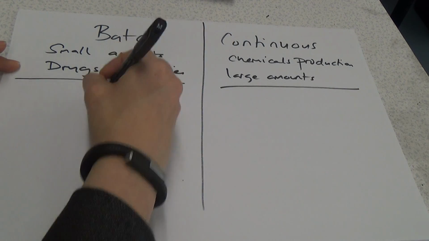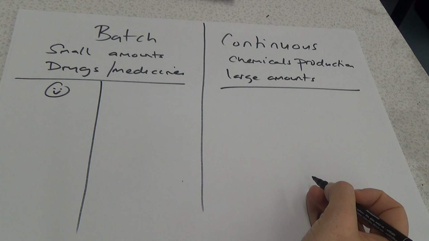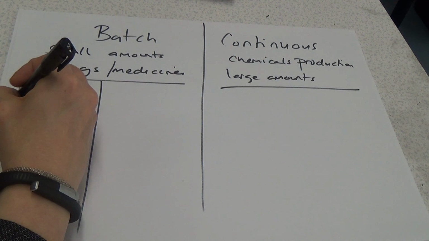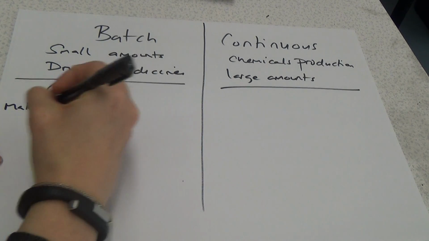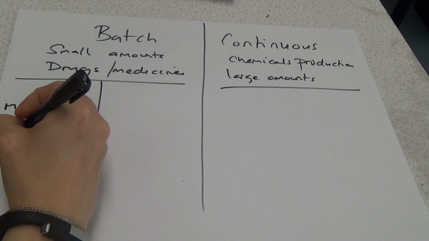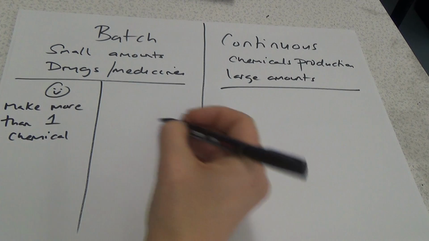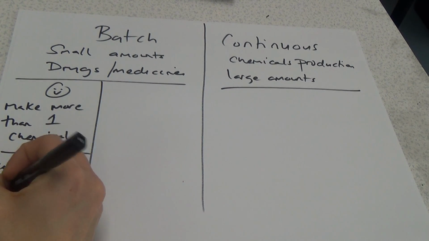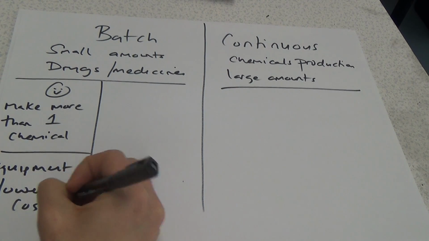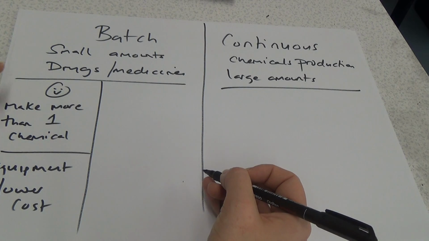So let's have a look at the positive things to start with. There are two real key positives to using a batch process. That's the fact that, as I was saying, you can change, so you can make more than one chemical. So that is definitely a positive side to this. And the other thing is that the equipment being used tends to be lower cost. So again, two real positive things.